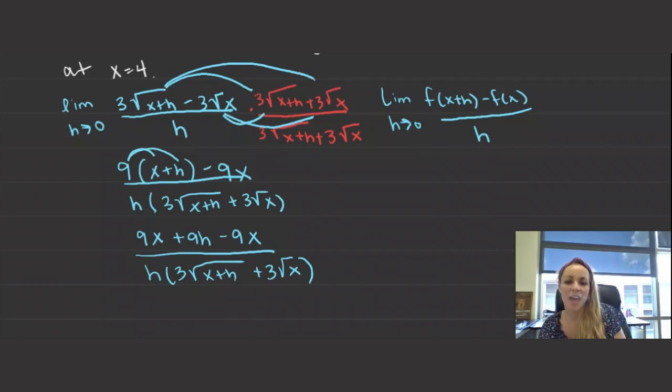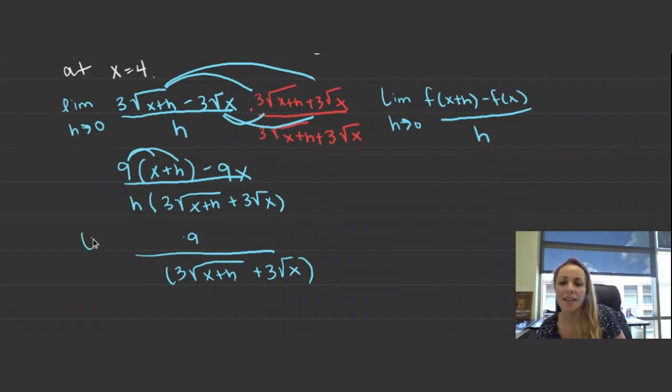And this is where the magic happens. 9x and negative 9x will make 0, so I'm just going to erase those items. And h divided by h makes a 1, so I'm going to erase those items now. Get rid of that plus. And so now I have 9 over this denominator.